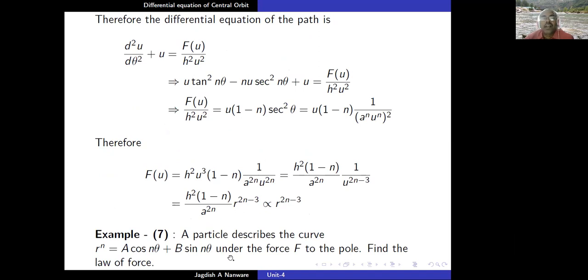Then the last example is this one. A particle describes the curve r to the power n is equal to a cos n theta plus b sin n theta under the force f to the pole. So here we have to find the law of force, meaning f of u, capital F of u, you have to determine this. And see for what, or when, this will be proportional to any power of the distance or not. Okay, so this is the given curve.